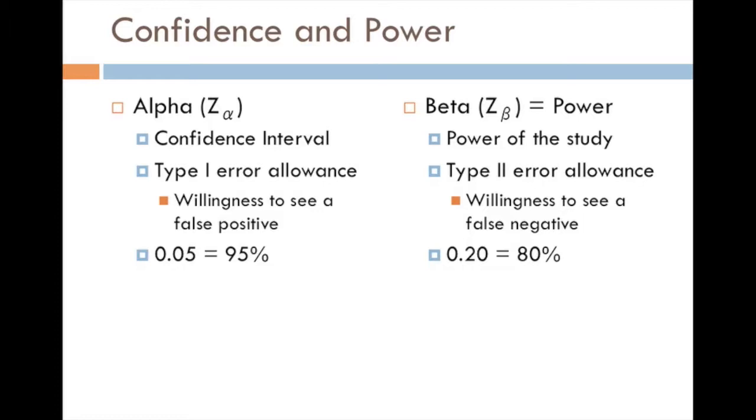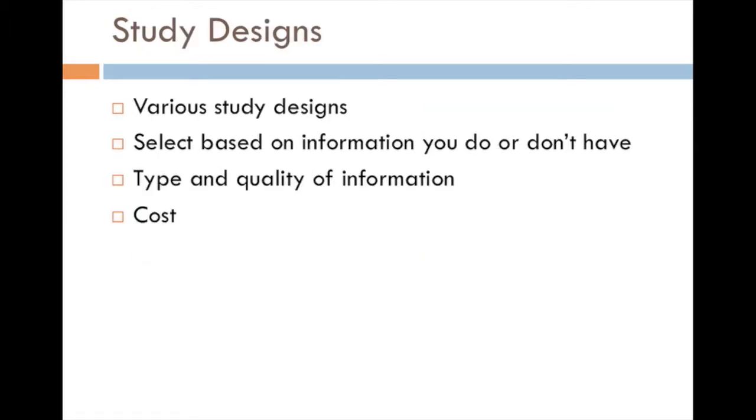Beta, or z sub beta, is the power of a study. This is the willingness to see a false negative, or failing to detect a significant result and therefore failing to reject the null hypothesis. The most common value for power is 0.2, or 80%. This is a more liberal margin because the danger of failing to declare a difference is less harmful than the contrary. Each of the scenarios we are about to discuss will have a different study design.